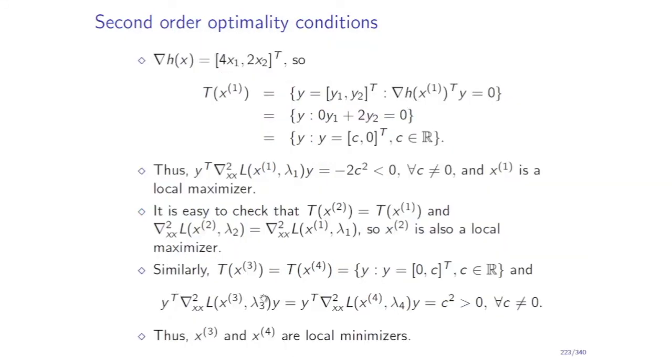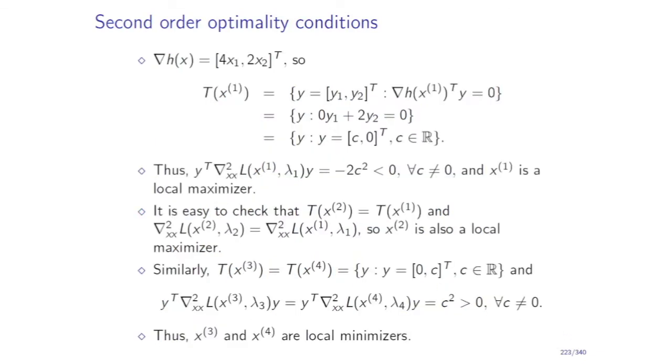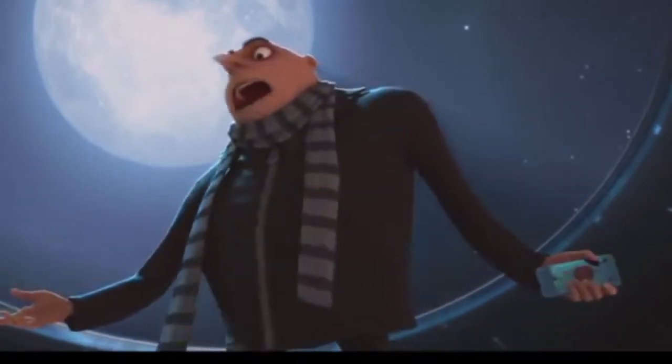Similarly, we could conclude that the other 2 points are strict local minimizers by, again, looking at the tangent spaces for x3 and x4. In both cases, the tangent spaces are given by the set of vectors where the first component is 0 and the second component is anything. And then if we plug in the corresponding lambda values, so lambda was -1/2, then this will be 0 here, and this will be 1. Okay, so then the product y transpose times the Hessian of the Lagrangian times y will be given by just c squared, which is obviously greater than 0 whenever c is not equal to 0. And again, by the second order sufficient condition, we conclude that these points x3 and x4 are both strict local minimizers.